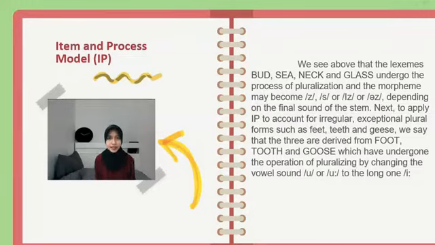Next, to apply IP to account for irregular inflectional plural forms such as feet, teeth, and geese, we say that the three are derived from foot, tooth, and goose, which have undergone the operation of pluralizing by changing the vowel sound u or uu to the long e.